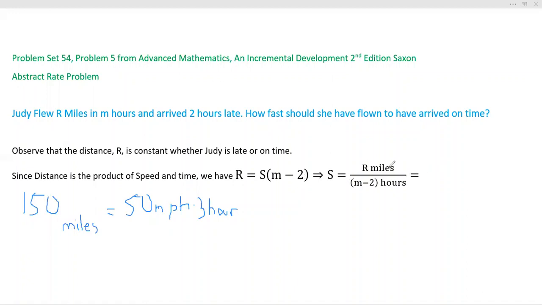And so miles per hour, this is how it's written for mathematical nerds. It would be written like this, just in more everyday language, R over M minus 2. Again, y'all, that's the hard part. M is in hours, right? So it's M minus 2 hours. This is in miles, so we can write mph. And also, it is abstract in the sense you have to think in terms of letters rather than numbers.